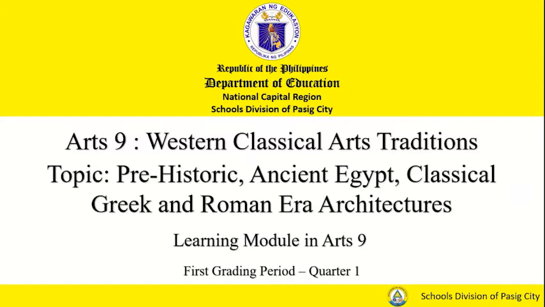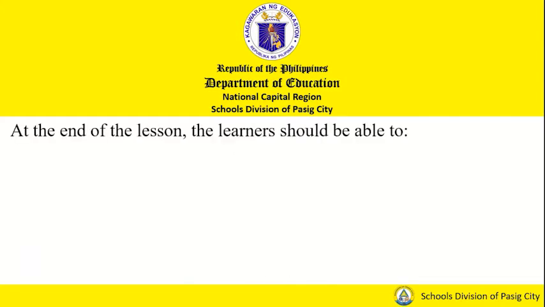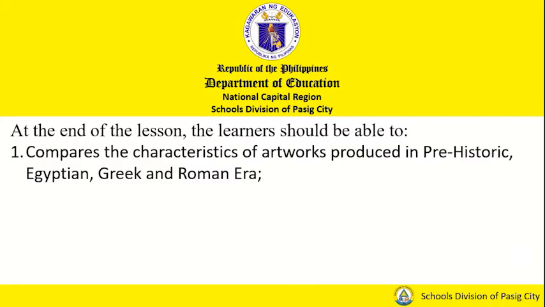Good day, learners! Welcome to Module 3 about prehistoric, ancient Egypt, classical Greek, and Roman era architectures. Here, our objectives are: 1. Compare the characteristics of artworks produced in the prehistoric, Egyptian, Greek, and Roman era.